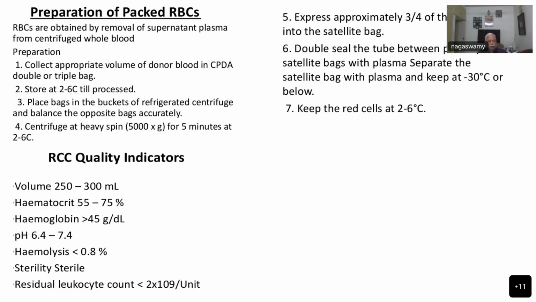The hematocrit of this is about 55 to 75%, with a hemoglobin of more than 45 grams per deciliter. The pH is a little acidic, 6.4 to 7.4, and there is bound to be some hemolysis of 0.8%. That is the reason why, when repeated transfusions are given, iron overload occurs, as we discussed in the last discussion. It should be sterile, and unless it is specifically leukocyte reduced, there will be some leukocytes present, which should be less than 2 x 10^9 per unit.